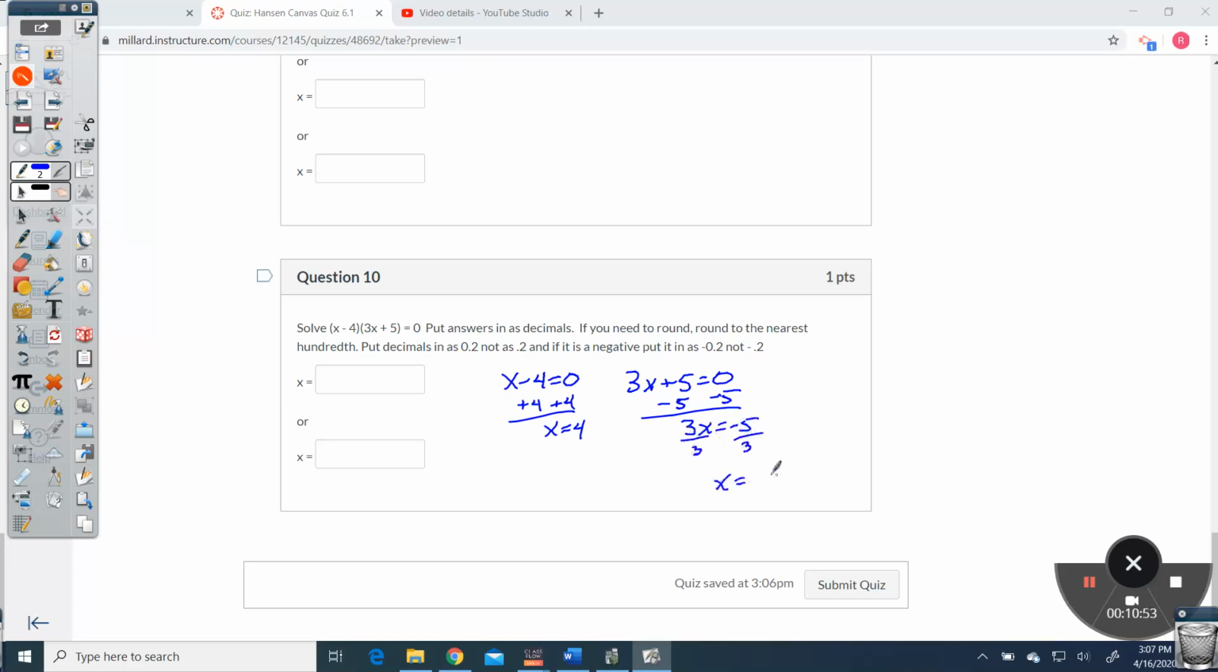So x equals negative 1.67 when you type it in your calculator. So negative 1.67 and 4. Anyways, that's what that one looks like, and good luck to you on it.